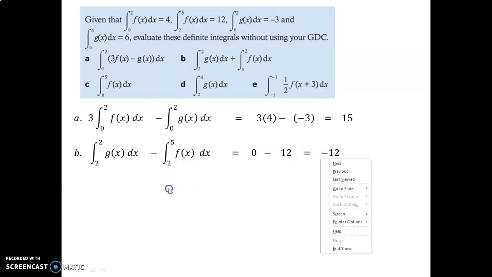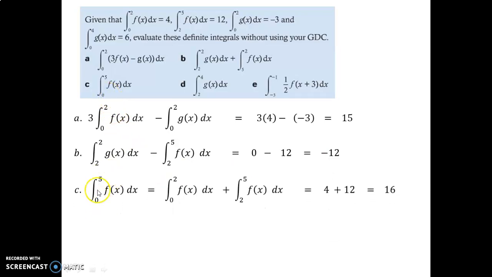In C, we have the integral of 0 to 5, and 0 to 5 is not one of the ones we're given here, but we are given 0 to 2 and 2 to 5. So if you want the area from 0 to 5, you can just combine the two areas, right? You can get the area from 0 to 2, combine it with the area from 2 to 5, and you get your total area. So that's what it says here. 0 to 5 of the f of x function is the same as 0 to 2 plus 2 to 5. And then we add those two numbers and get the total area. And D.